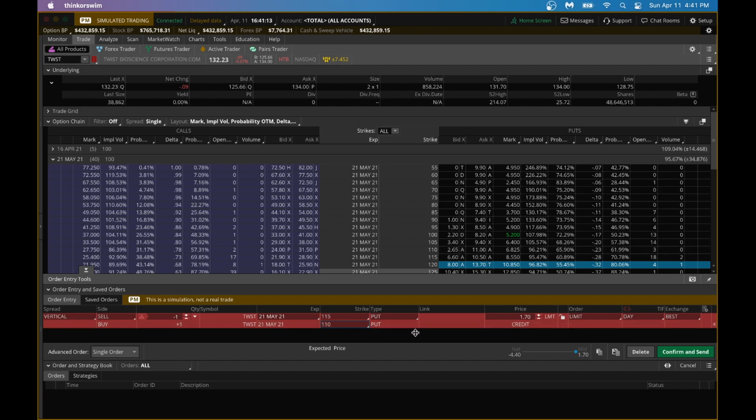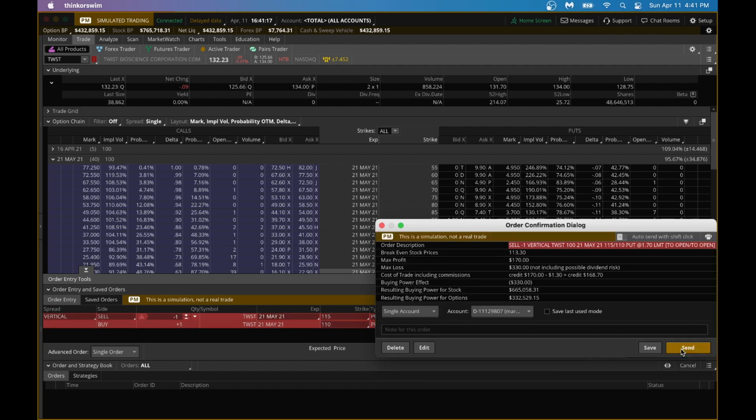So with a $5 wide spread, you're getting $170. Your max loss is 330. Break even point is 113. This is one way to play. Stock has to go further down to hit your break even. If stock goes up, you can keep the money. If stock goes down up to 113, you still keep the money.